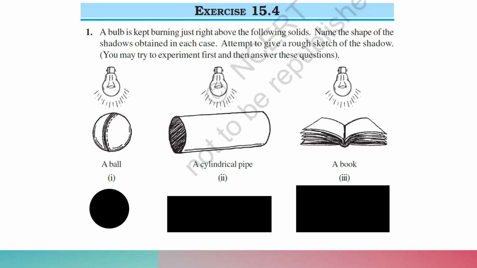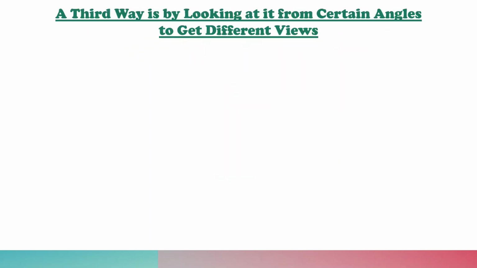Now let's move on to the last topic of this chapter, that is just one more way of viewing these solid shapes. So here it is. The third way is looking at a solid from certain angles to get different views. It's like that if you view the same solid from different angles, it may look different. So for the same, here is one example which is taken over here.